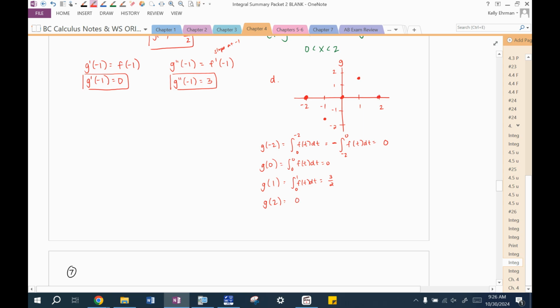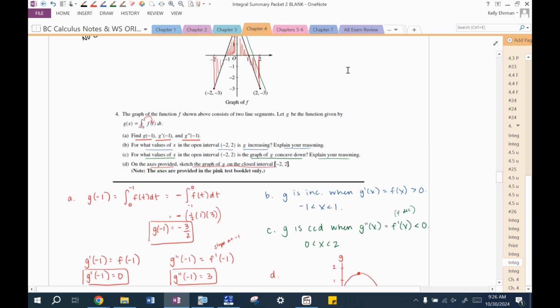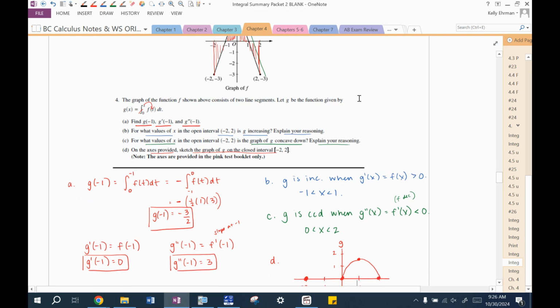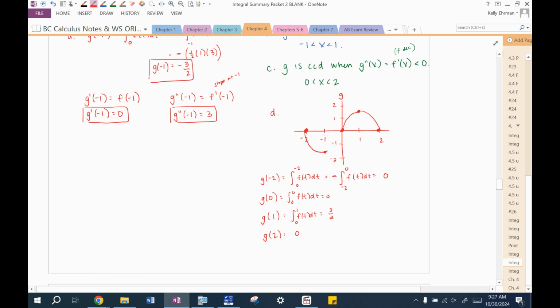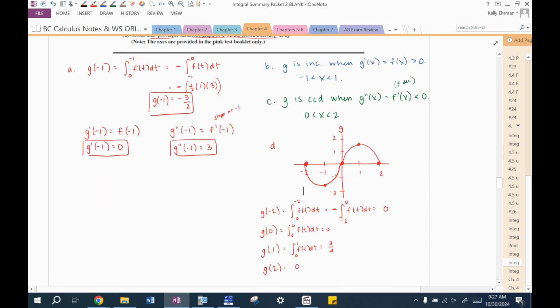Now, what about concavity? So remember, concavity, G double prime is really F prime. So anywhere F prime is negative, G should be concave down. So we said G prime was negative on 0 to 2, so concave down when you connect these sections. And F prime is positive here. The graph is increasing, so concave up on this section. All right, so there's G. Don't put arrows on the ends because we don't have any arrows on the ends here either. All right, that's it for that graph.